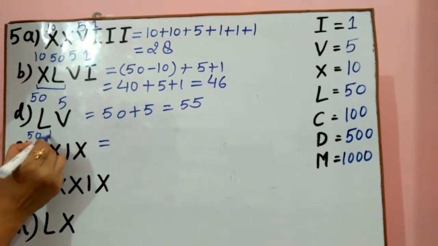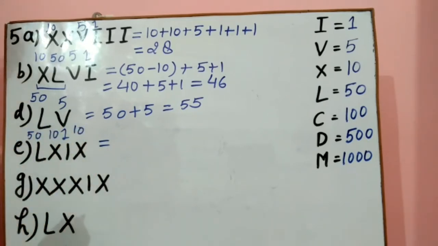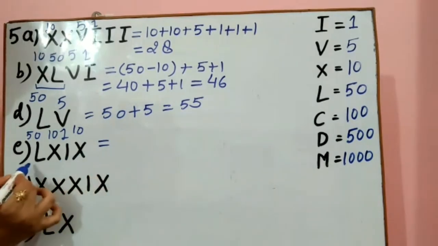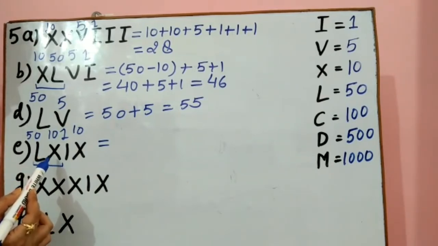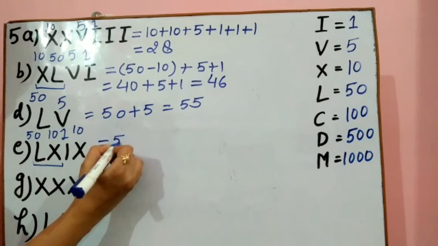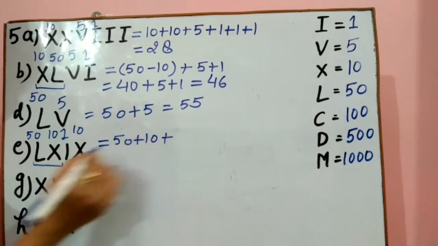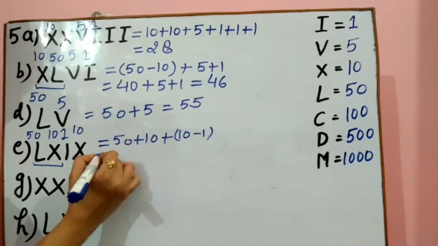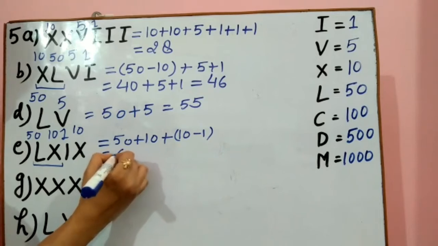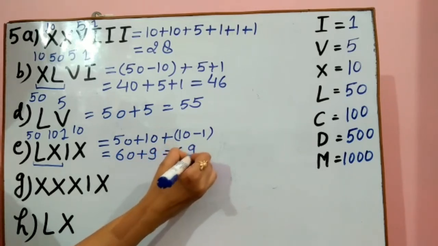E. L is 50, X is 10, I is 1. Equal to, in this we will add the values. Why? Because a letter of a smaller value is to the right of a letter of greater value. That's why according to the rule we will add. Plus this we will subtract. 10 minus 1 is equal to 50 plus 10, 60 plus 10 minus 1, 9, is equal to 69.